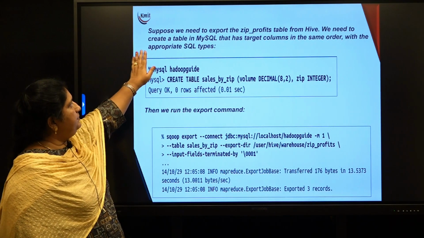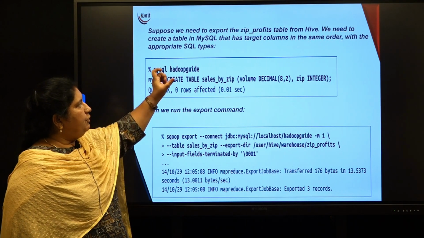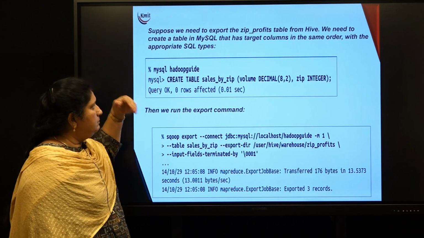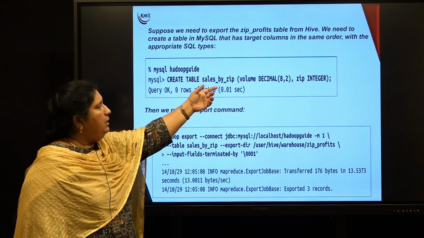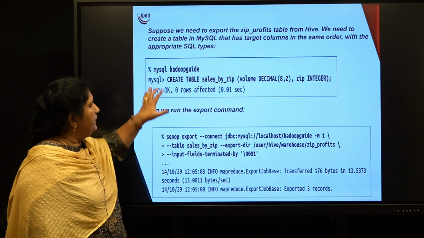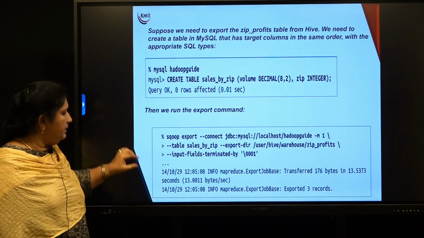So say for example, we are trying to export a table called zip_profits from Hive. What should I do in MySQL? Create table sales by zip code: what is the volume of sales and what is the zip code. The table is created, and how do I export? Just go through this command once.